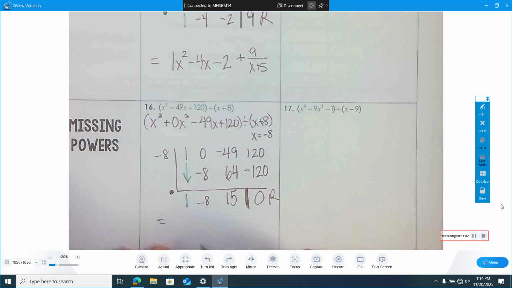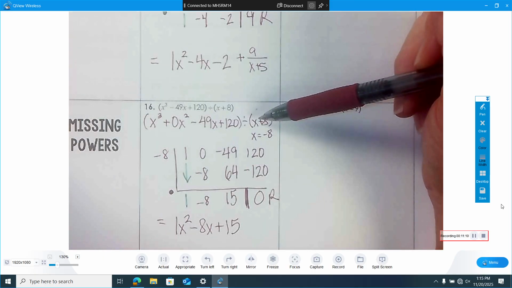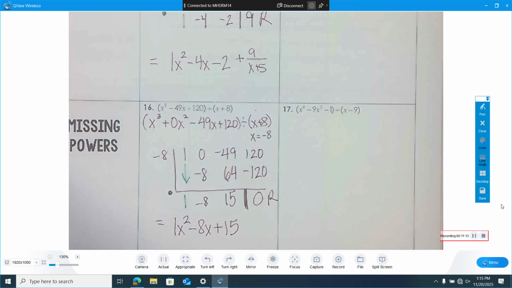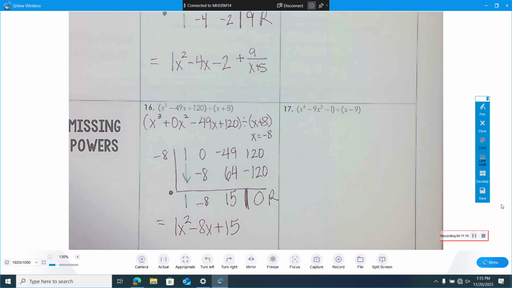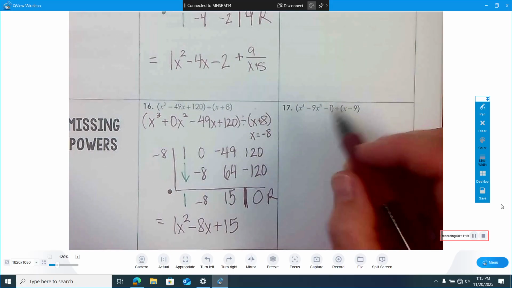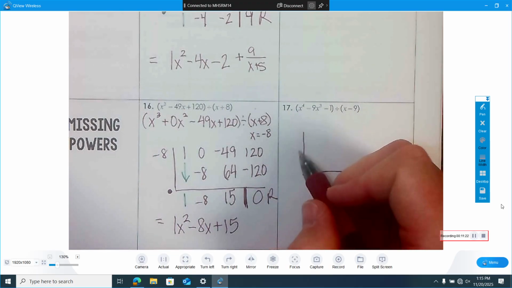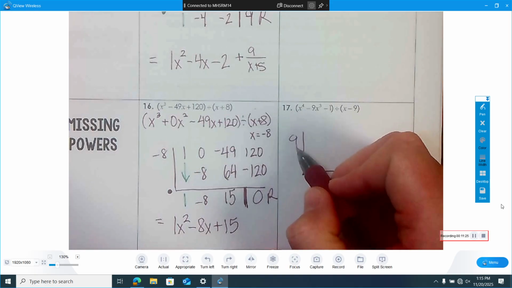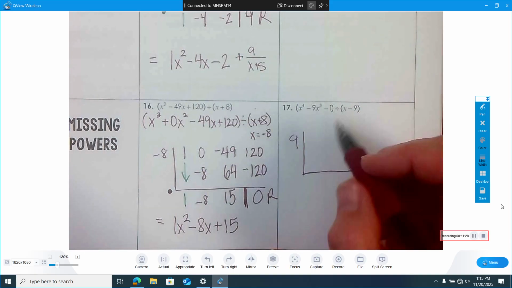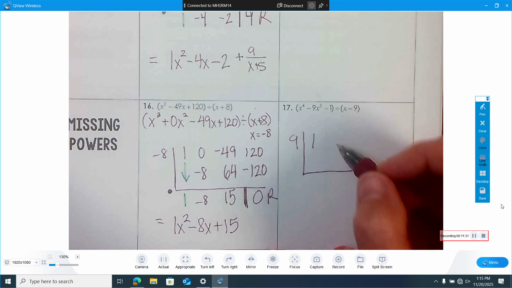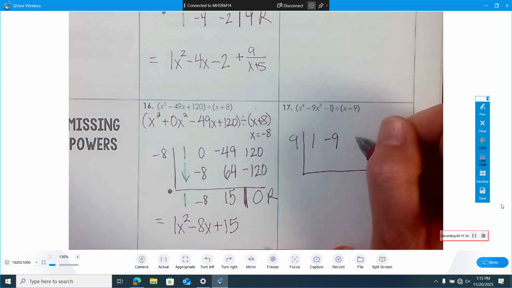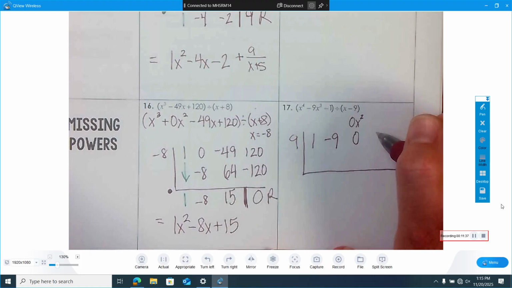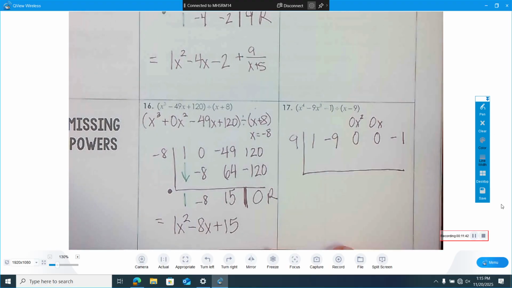What's my quotient? Because we're dividing out an x, if we started with x cubed and we divide away an x, we're down to x squared. Let's do number 17. Number 17, what am I going to use on the outside? Positive 9. And what goes across the top? Wow. Negative 9, you're right. 0x squared. 0x. And then the negative 1.